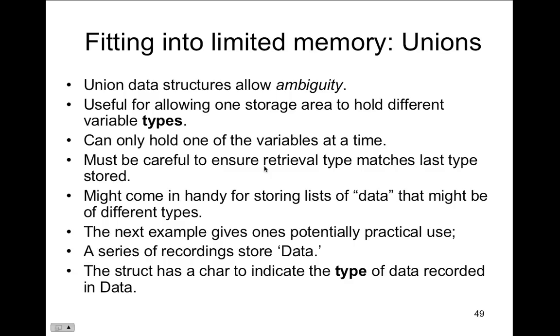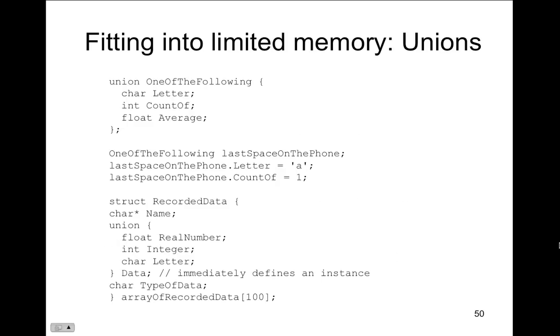It might come in handy for storing a list of data that might have different types associated with it, but you don't want to take up all the memory. So you specify union instead, and you only allocate one of the variables. The next example gives a potential practical use of it, a series of recordings. So you just store it as data. The structure has a character to indicate the type of the data recorded in the data structure. So here we have a union, one of the following: a character, an integer, or a float. And then we're going to assign either a character, an integer, or a float. So exactly the same as you would implement it in a C++ program.